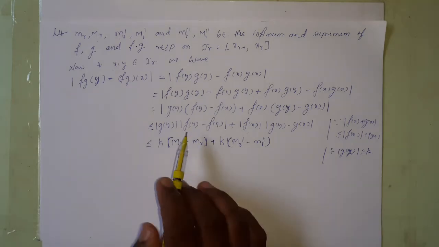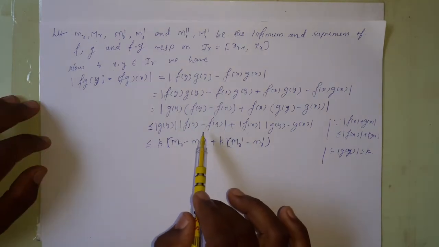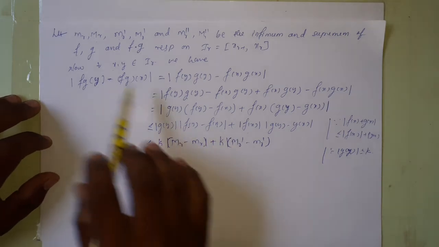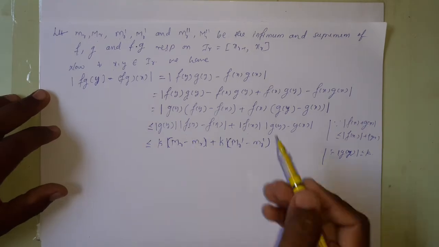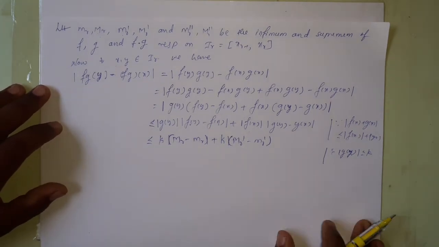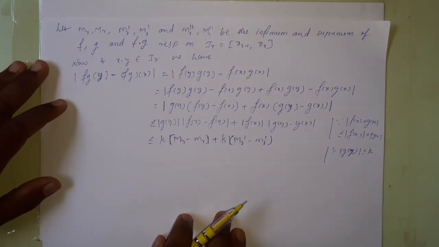Since f is already a bounded function, |f(y)| must be less than capital M_r and f(x) less than small m_r, because they are the supremum and infimum of that function.